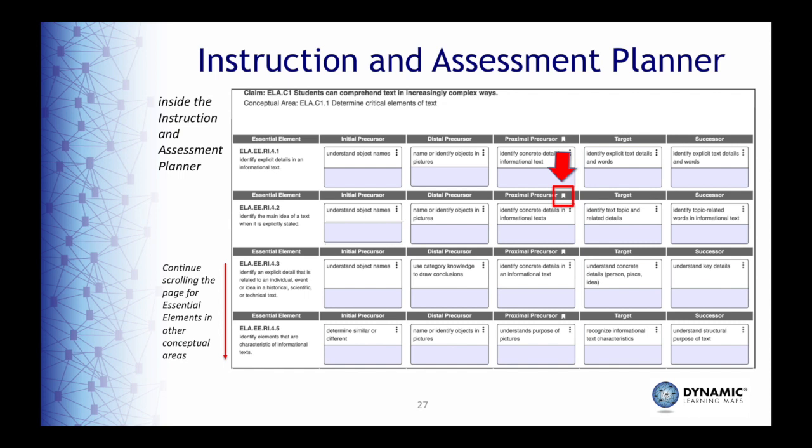Once a subject has been selected in the Instruction and Assessment Planner, the essential elements and their linkage levels are displayed by conceptual area for ELA and mathematics, or domains for science. A ribbon icon indicates the linkage level the system recommends based on the teacher's responses to the student's first contact survey. But remember, a significant feature of the Instruction and Assessment Planner is that the teacher has the flexibility of choosing a different linkage level if desired. And there are many reasons a teacher may choose to do so, especially when reassessing a student after continued instruction.